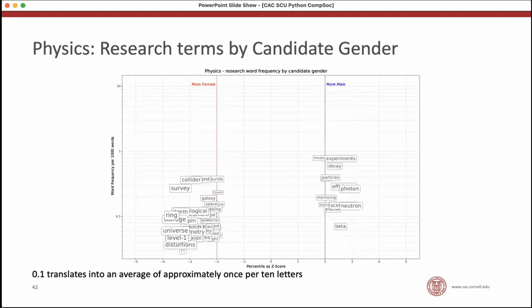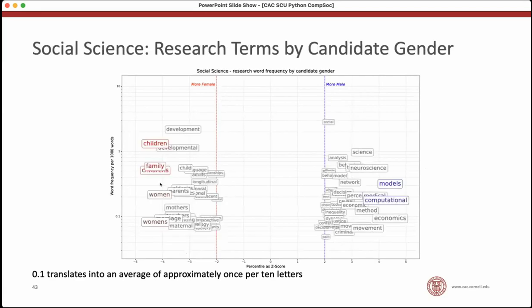In physics, there are no strong significant correlations of research area terms by gender. The ones that do stand out are in astrophysics, which tends to have a little more gender parity than high energy physics overall, but none of these really stood out as significant.